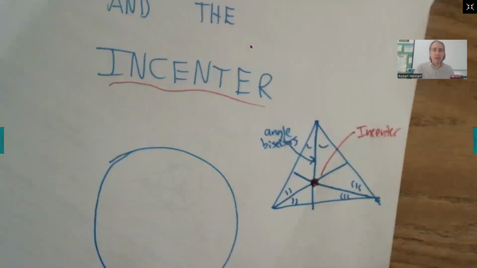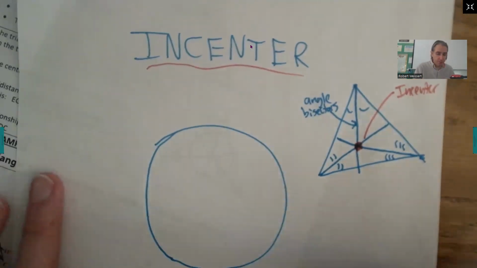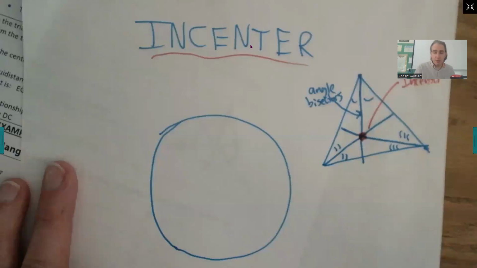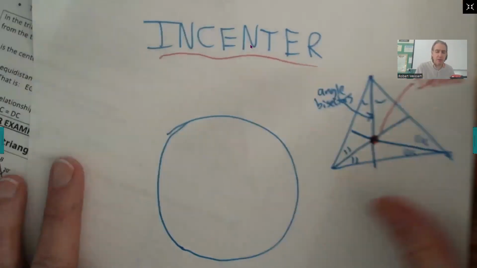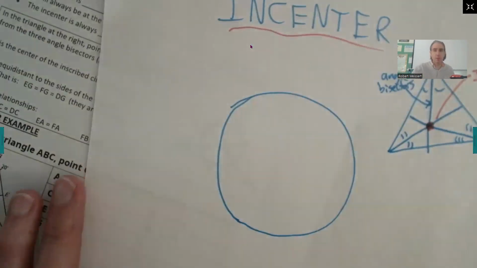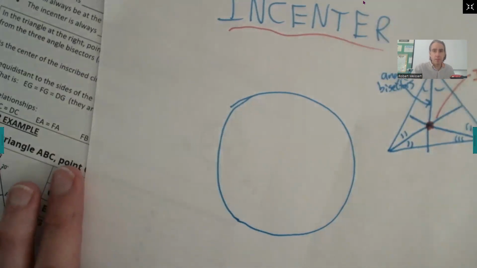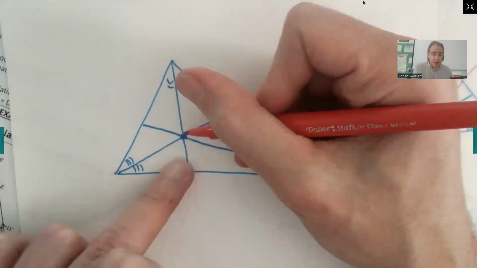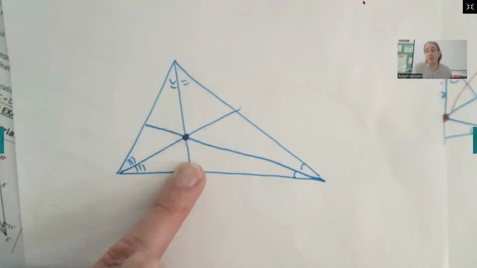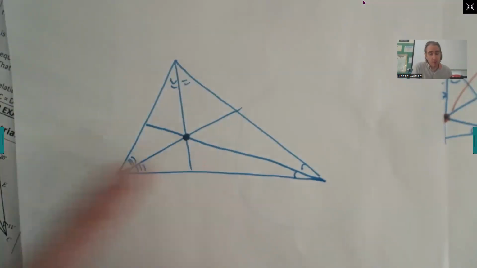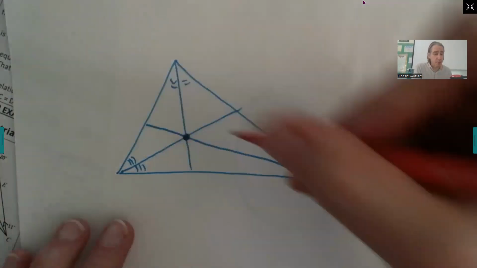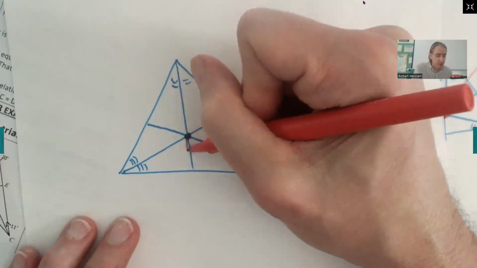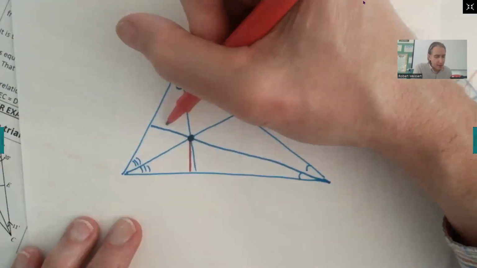Now, the angle bisectors cross at the incenter. That point does have a special relationship with the triangle also. The reason it's called an incenter is because it actually is the center of a circle. It's just that the circle's inside the triangle.